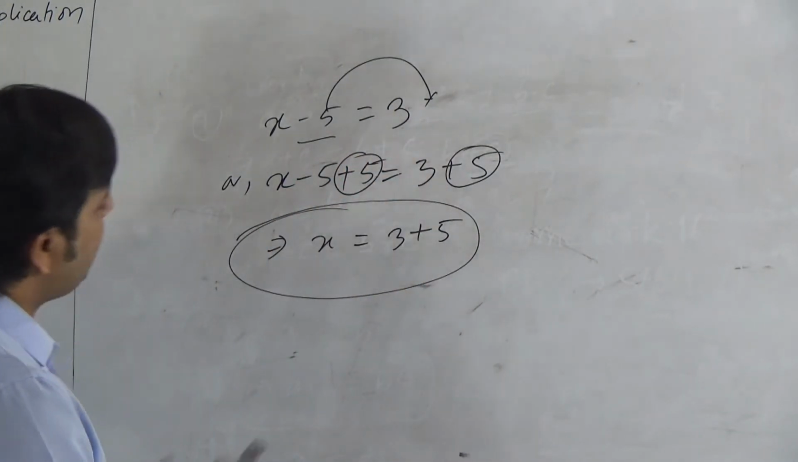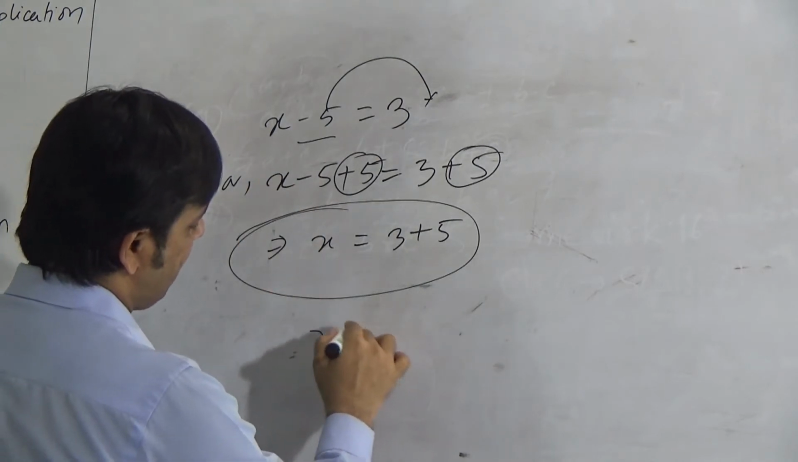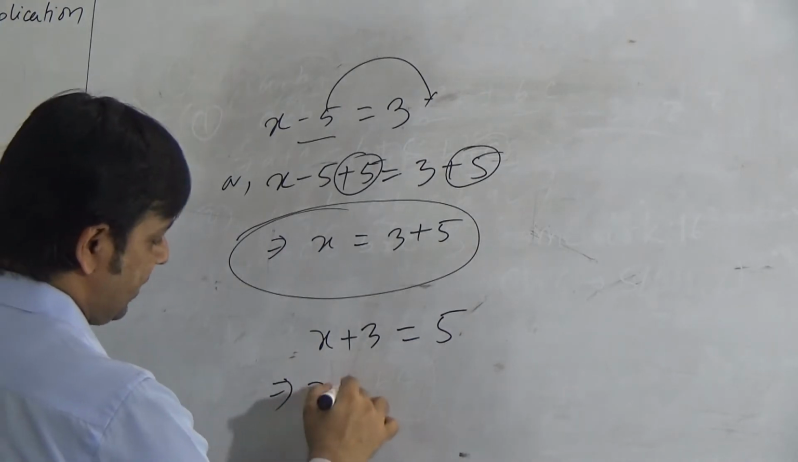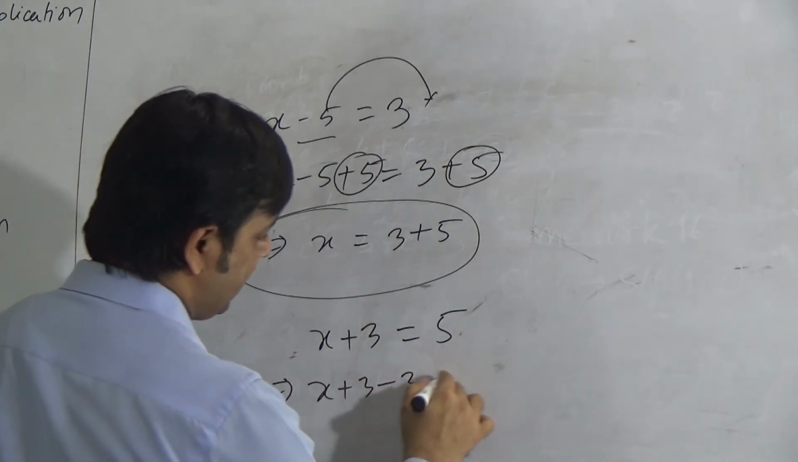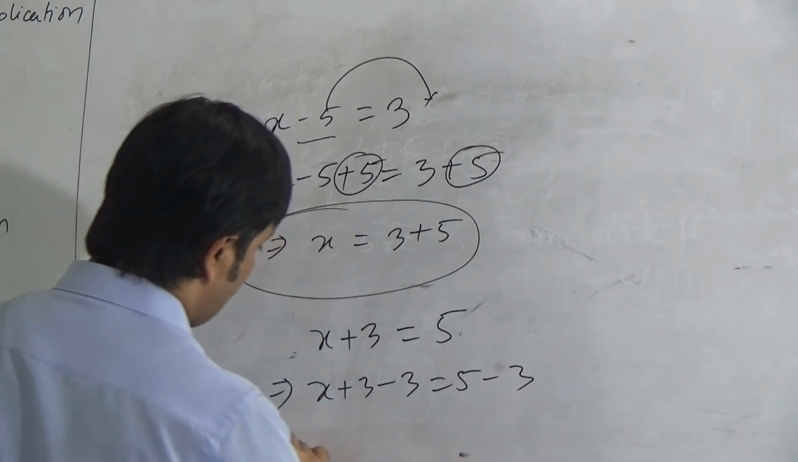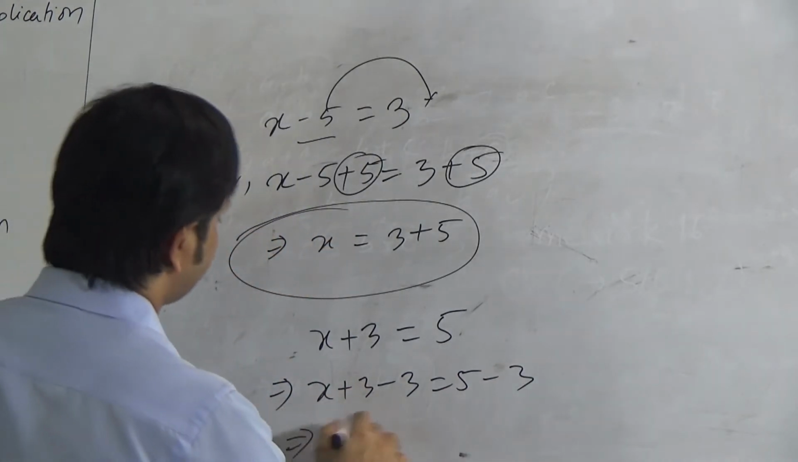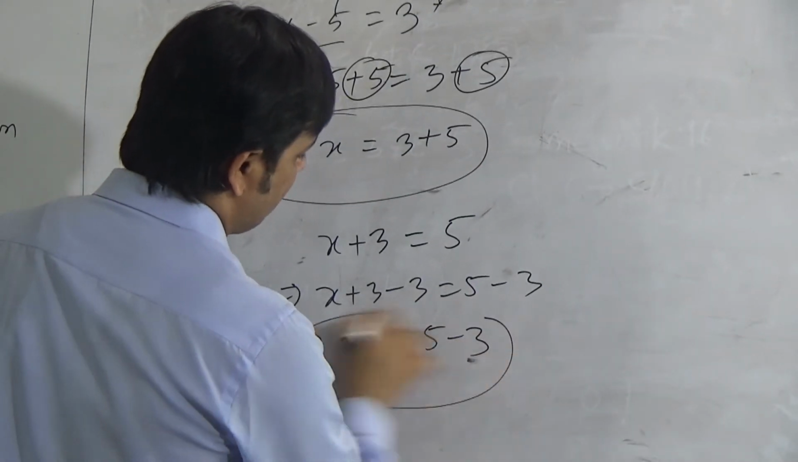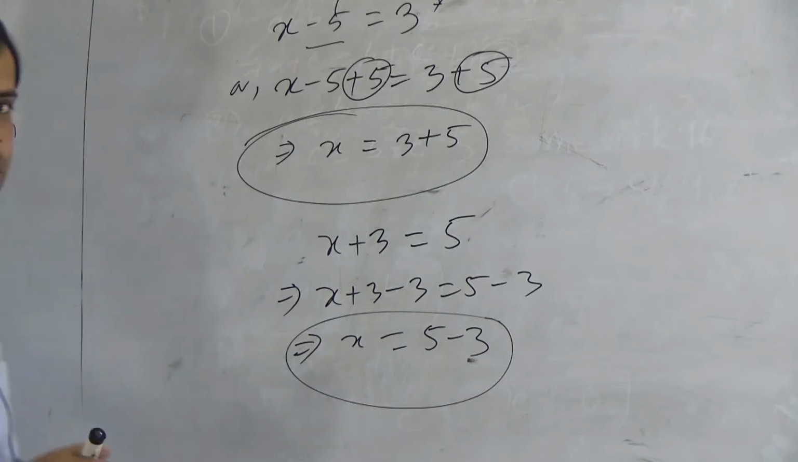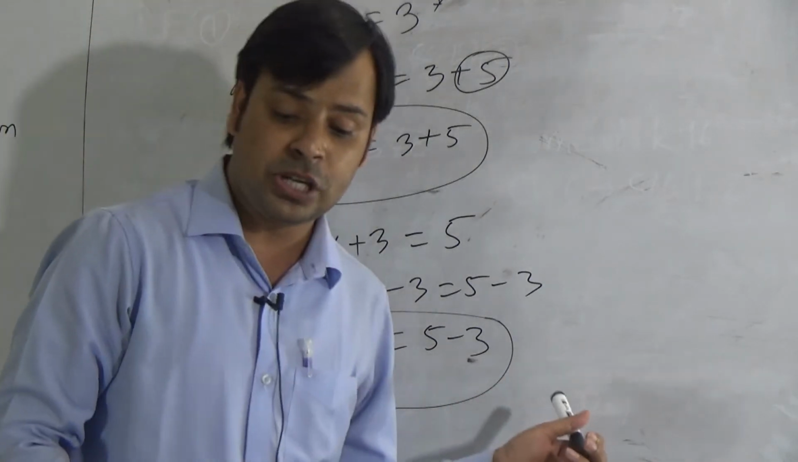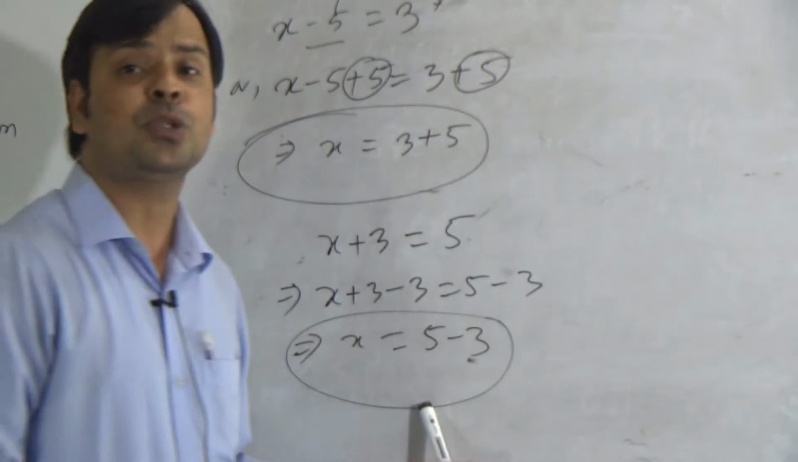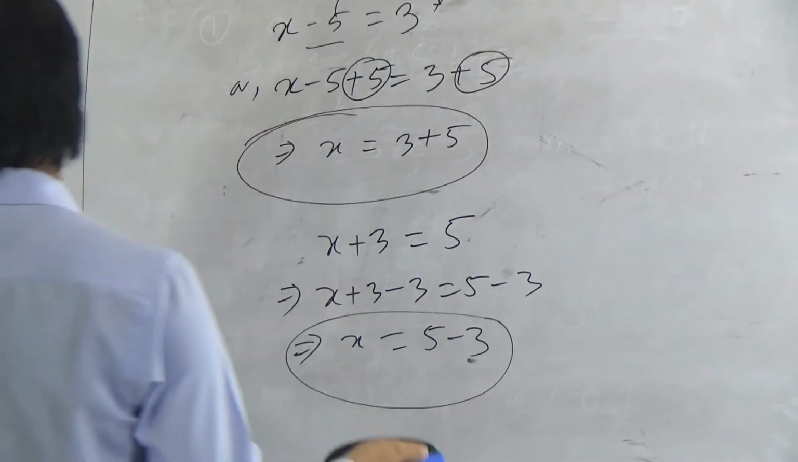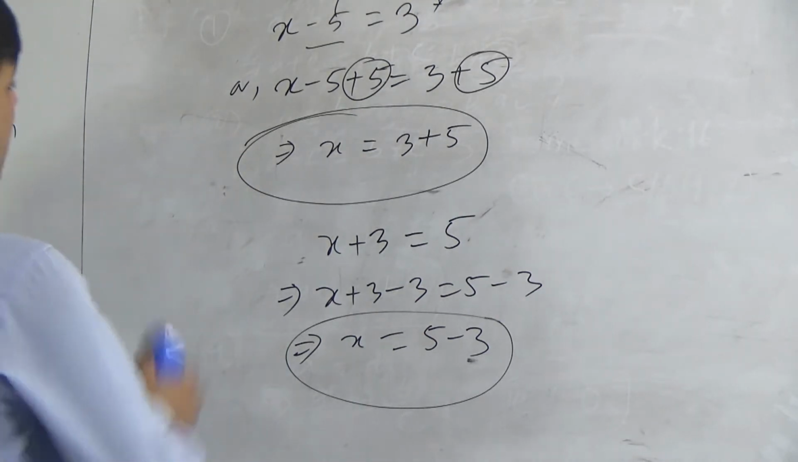If we write x plus 3 is equal to 5, then we can apply axiom 2. We can write x plus 3 minus 3 is equal to 5 minus 3. In short, we can write x equal to 5 minus 3. So this law is also known as the transposition law of equation, and this is according to axiom 2 that I discussed just before. Okay, dear students, so I have done the transposition law.